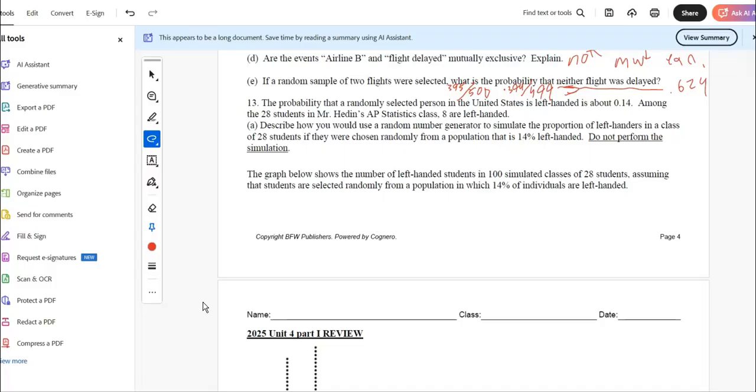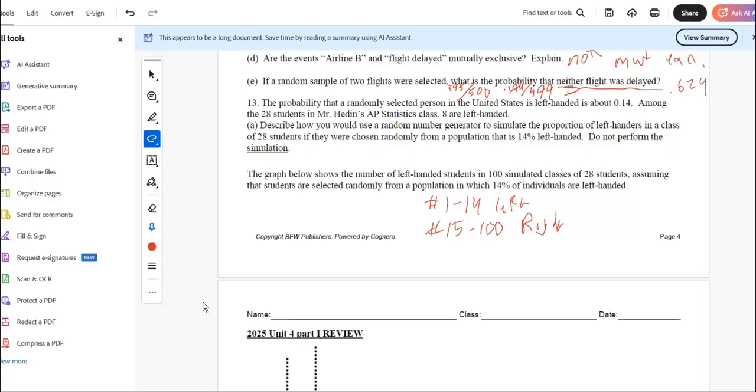So I'm going to assign numbers. I'm going to say numbers 1 through 14 are lefties. And I think there's 100 here. So it's 14 out of 100, so 14%. So numbers 15 through 100. It's not by digits here as with a random number table, so that's fine to say those are righties.